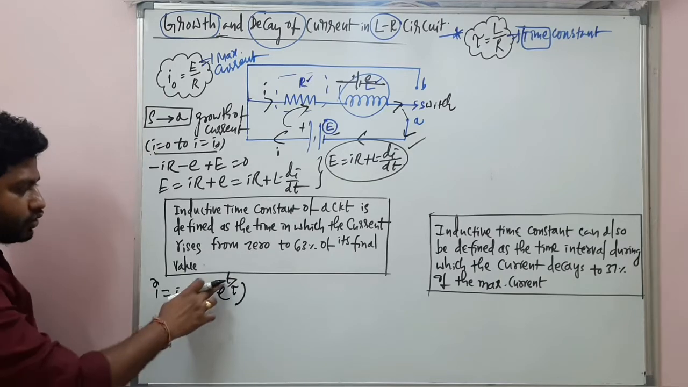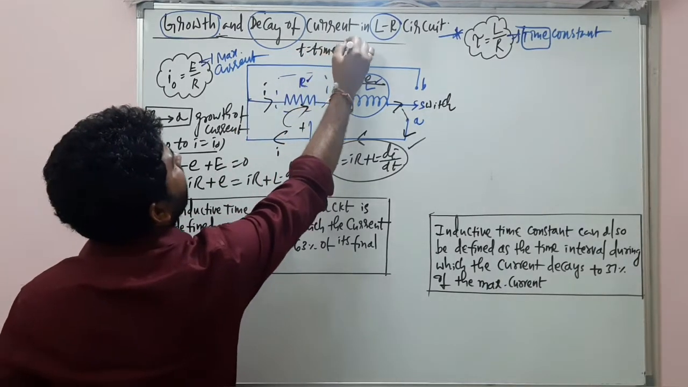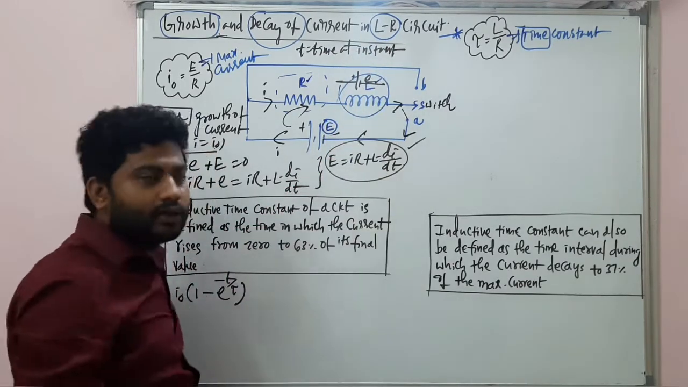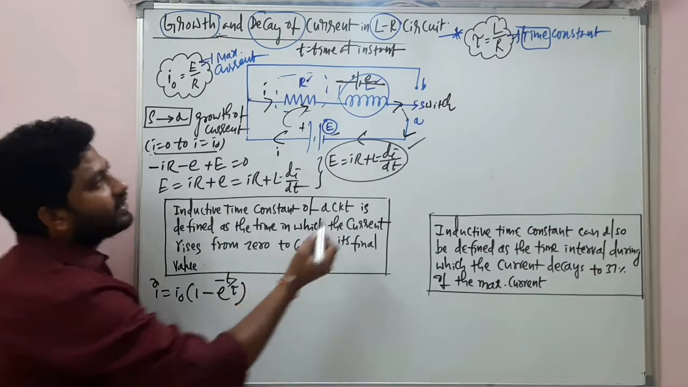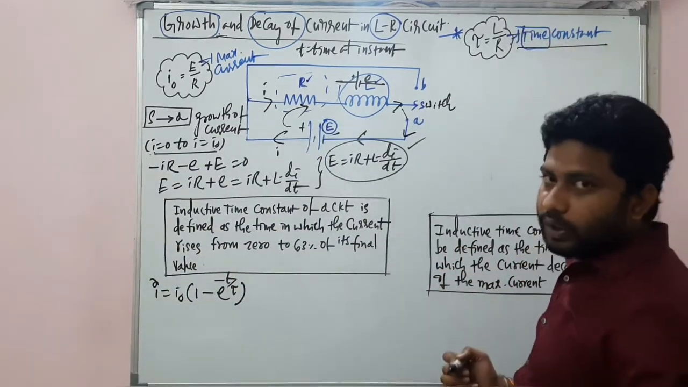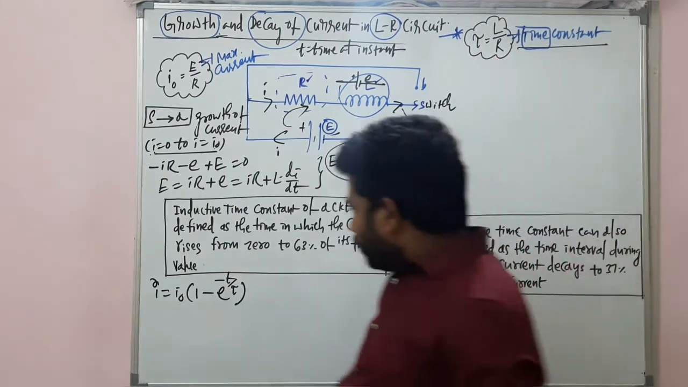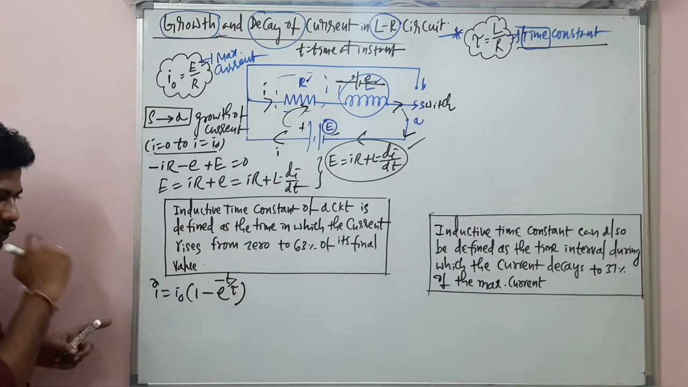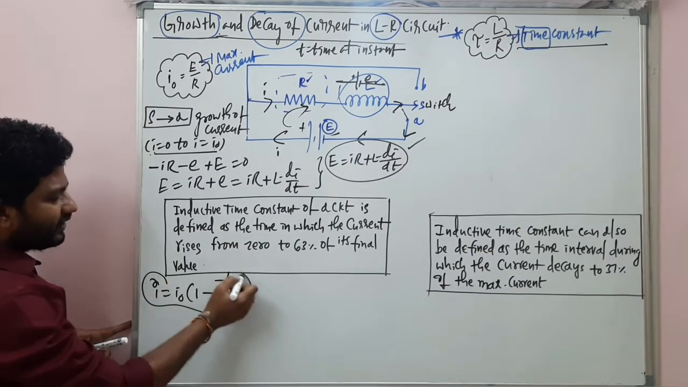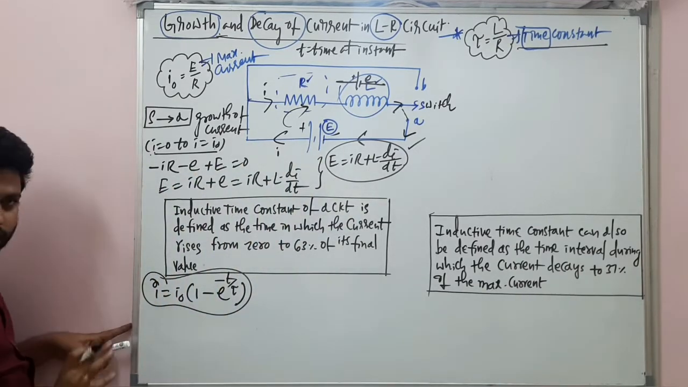Look at here. So t is the time. So small t is the time at a particular instant, and tau is the time constant which is equal to L by R. Now, if you carefully understand the situation here, this is the solution of this differential equation. Right? This is the solution.